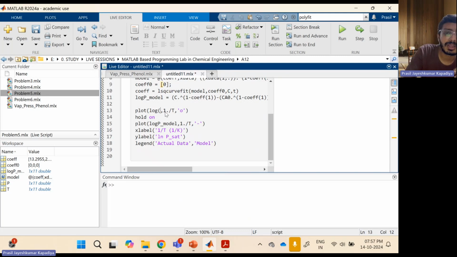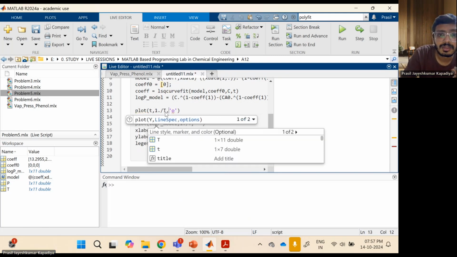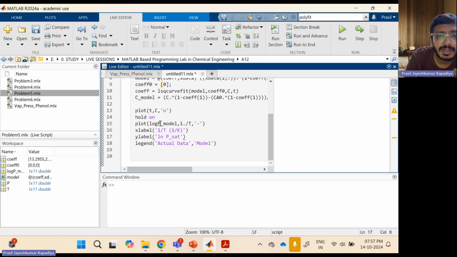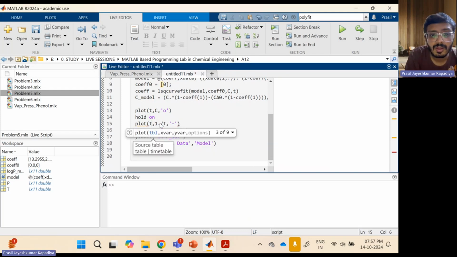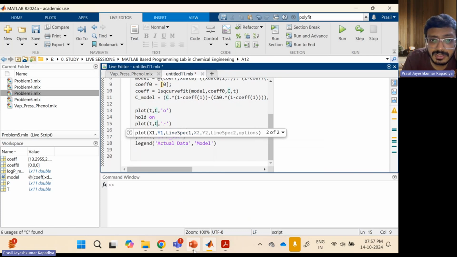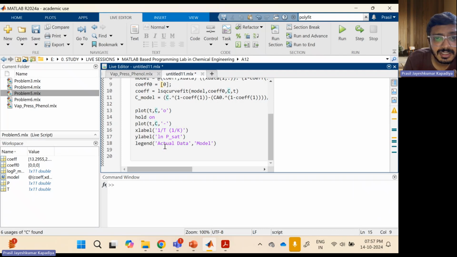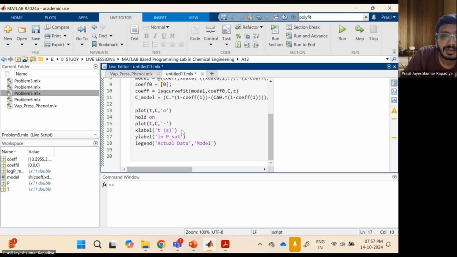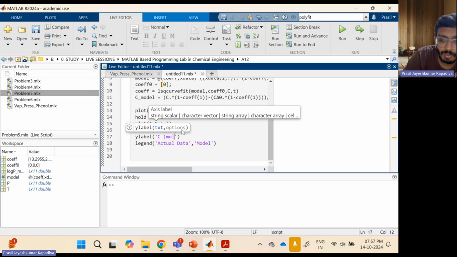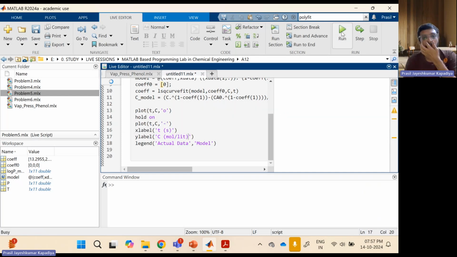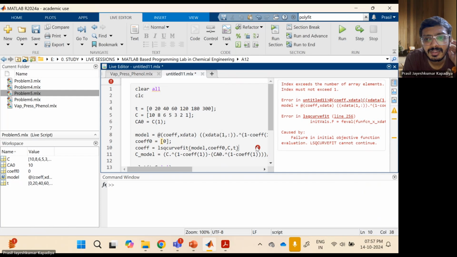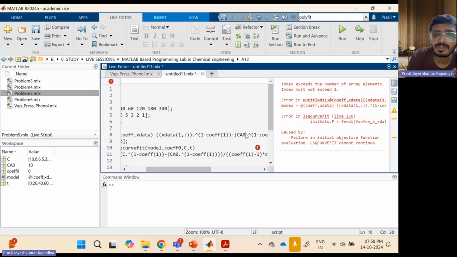Okay. Let's try to plot. On x-axis it is time, on y-axis it is C. So here also, on y-axis it is time, on x-axis it is C. What is the unit? Time is in second and C is in mole per liter. Okay, so let's see if we are getting the exact answer or not. Yeah, this CA0 thing. So the value of CA0 is 10. So let's just write 10 here.